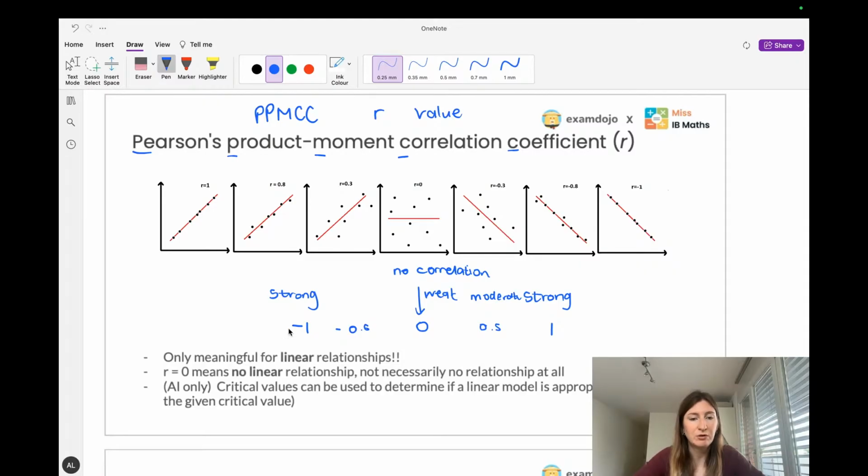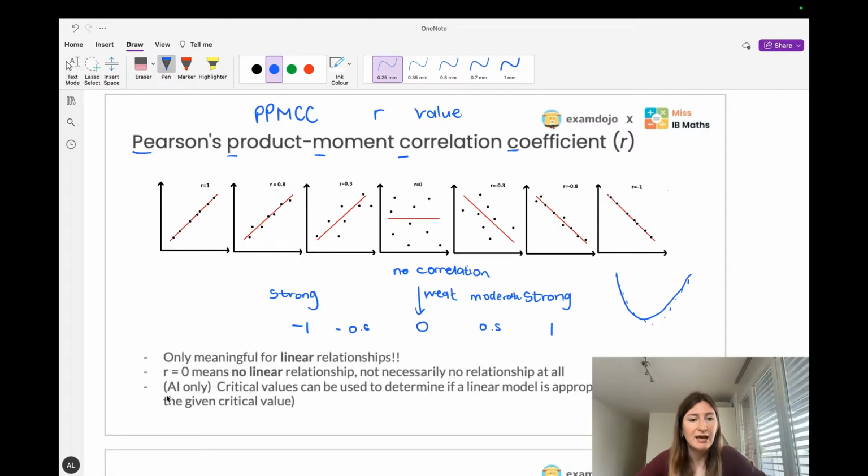Remember, this is very important. This is only meaningful for linear relationships. You can't use the PPMCC, the R value, for relationships that aren't linear. And R equals 0 means that there is no linear relationship, not necessarily no relationship at all. If you get R equals 0 for a scatter plot like this, making a quadratic, it could be 0, but there's correlation here, just not a linear one.